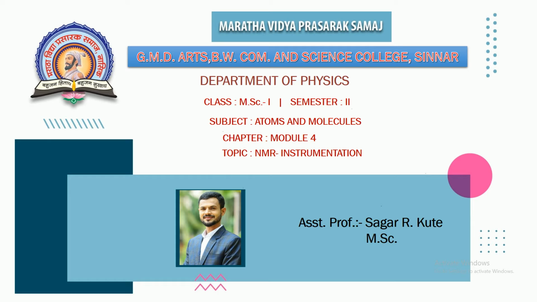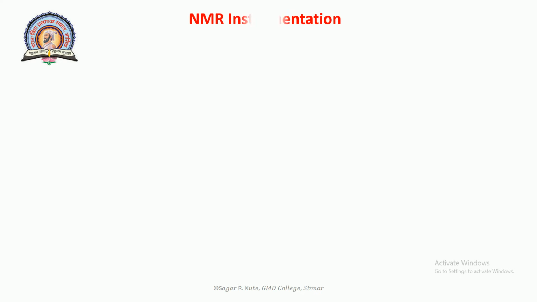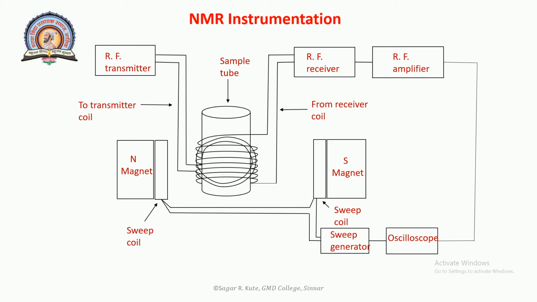In the last lecture we discussed NMR, that is, the magnetic property of the nucleus and the resonance condition. In this lecture we will discuss NMR instrumentation. This is the block diagram of an NMR spectrometer.